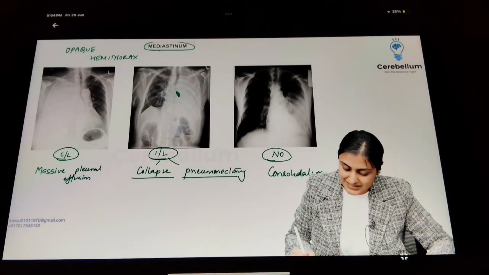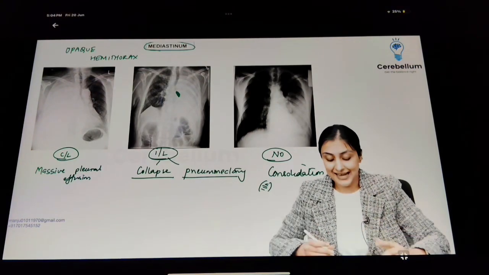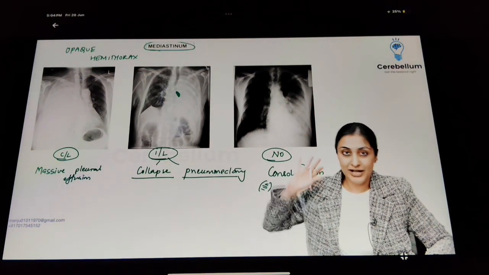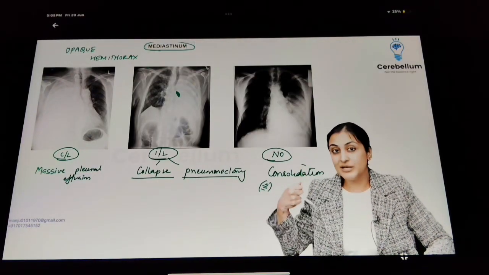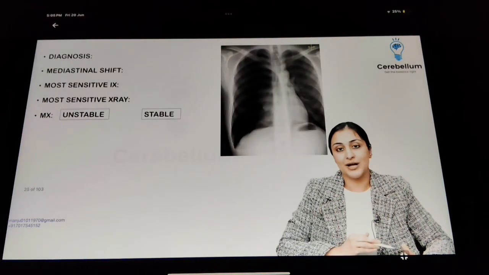So consolidation is an opacity where alveoli are filled with pus, right? So pneumonia is a consolidation. The alveoli are filled with pus. In that case, you'll have one lobe, lobar consolidation, and there is no mediastinal shift. So opaque hemithorax, pushing mediastinum is pleural effusion. Pulling mediastinum is collapse or pneumonectomy. No mediastinal shift is consolidation. Very, very useful approach.